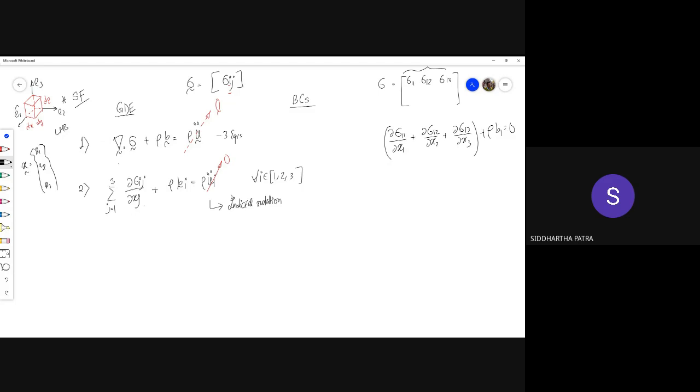Is it clear up to this part? Sir, just noting it down. First, we take a single row, and then we take the divergence of that row vector which we are picking, and then we get the ith component of the divergence of the stress tensor.